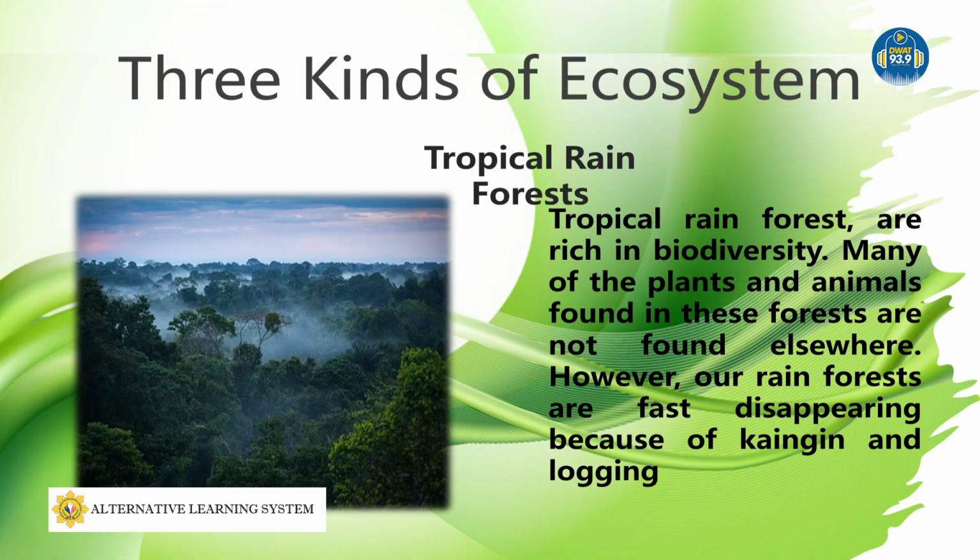There are three kinds of ecosystem that dominate in the Philippines. These are the rainforest, freshwater ecosystem, and coastal ecosystem. Tropical rainforests. Tropical rainforests are rich in biodiversity. Many of the plants and animals found in these forests are not found elsewhere. However, our rainforests are fast disappearing because of kaingin and illegal logging.